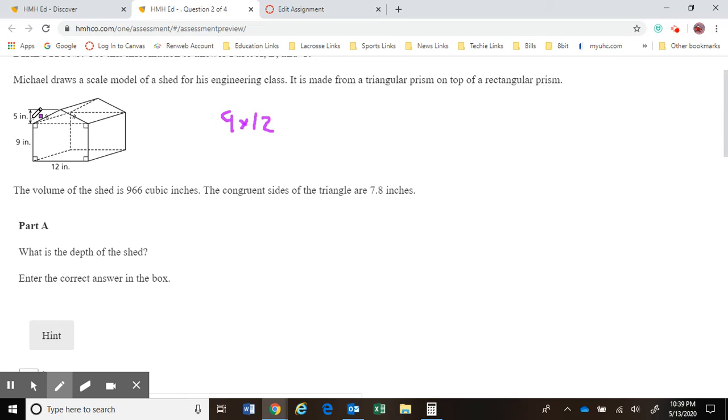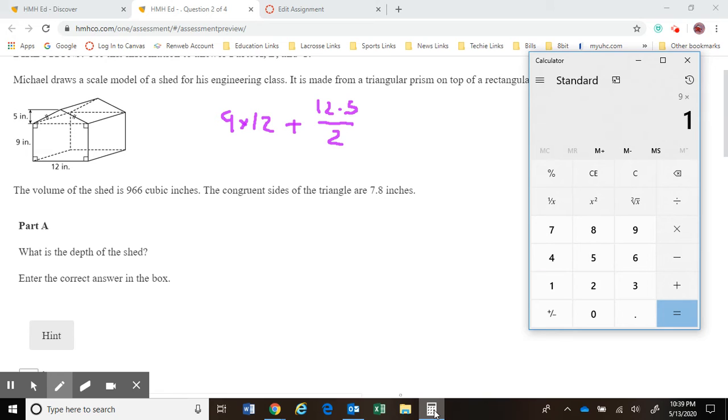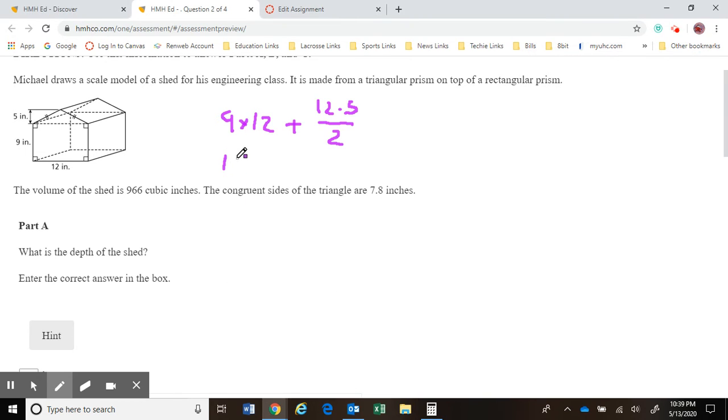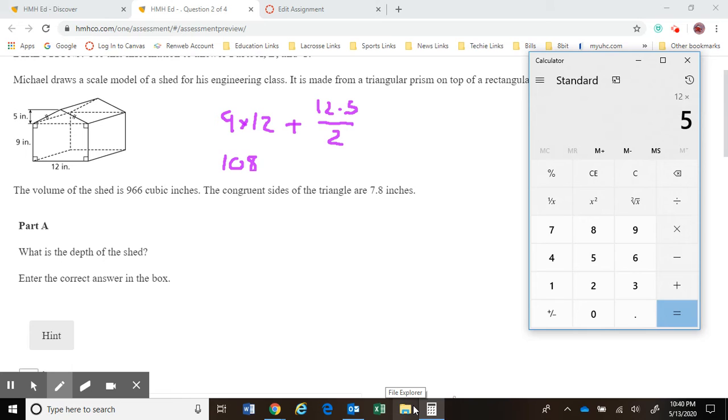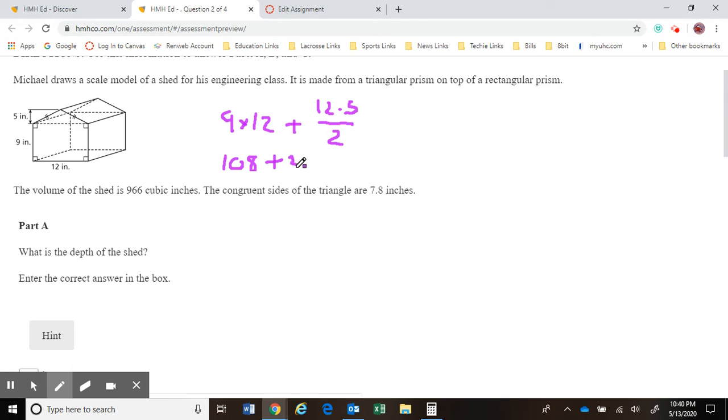And I know this is 1/2 base times height. So I know that the base of this is 12 and the height is 5. So I need to go 12 times 5 and divide that by 2. So adding these two things together is going to give me the area of my base. Okay, so 9 times 12 is 108. So I'm going to write that down. 108. And let's see, 12 times 5, and then I'm going to divide that by 2. And that gives me 30. So I add this together and I get 138. And that's capital B. Okay, that's the area of my base.